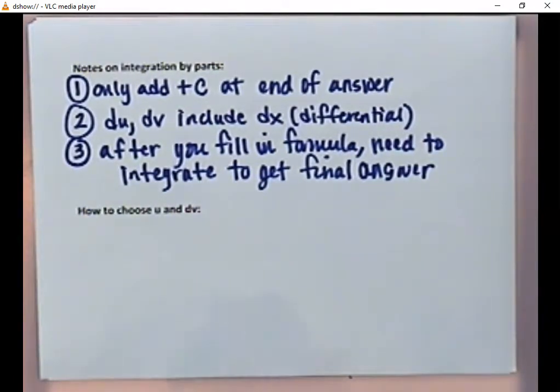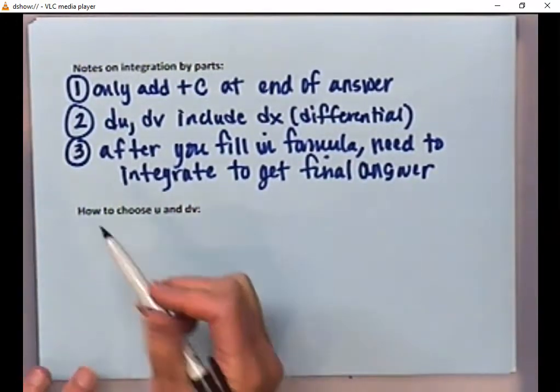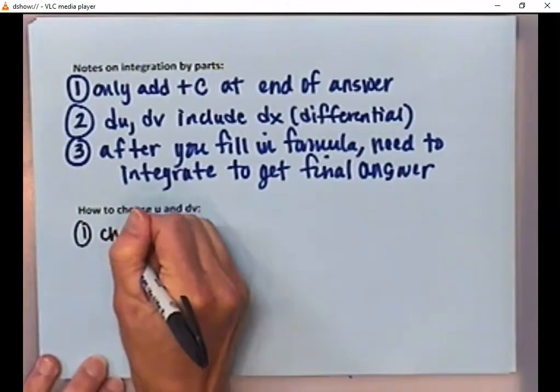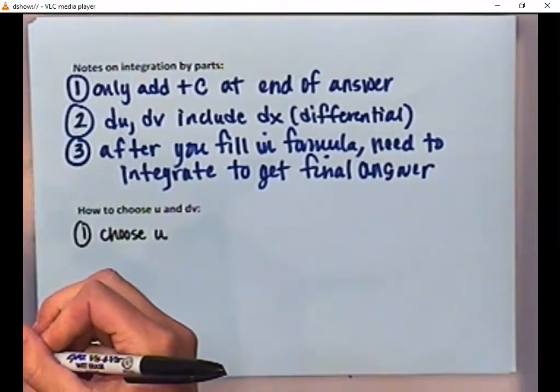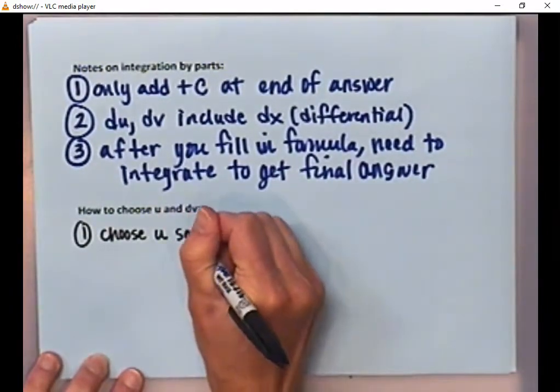Sometimes you'll find if you choose u and dv incorrectly, like maybe you've done the wrong order, you'll get a complicated expression you don't know how to integrate. That's sometimes an indication you should go back and check, did I set this up right? So that's a couple notes I want to make about u and dv. Last time I just chose them in the order they gave them to me, but there is a certain way you should choose them. So number one, you should always choose u so that the du is simpler than what it started as.